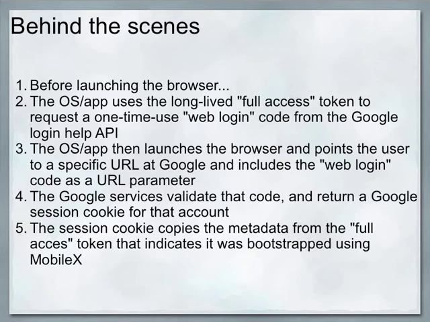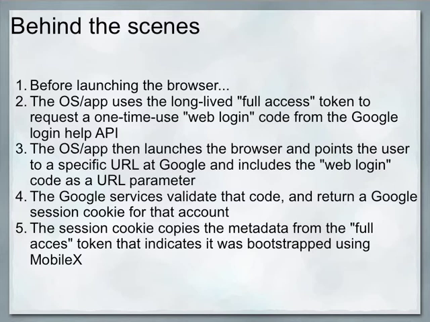Well, behind the scenes, what we do is we go back to that full access or God level token that the phone has stored. And we use it to make another API call to Google, traditional OAuth 2, but this API call is to request a web login code. It gets that code, the app then launches the browser to a specific URL at Google, and as a URL parameter includes that login code. The Google servers that receive that HTTP request with that URL parameter can validate that code, determine what account it's associated with, and as long as it's still a valid code, it would then issue a session cookie to the user's browser saying, great, you now have access to that account.